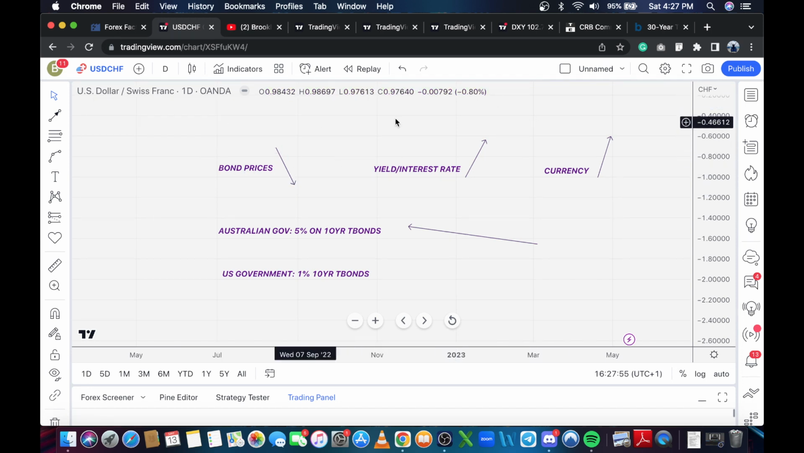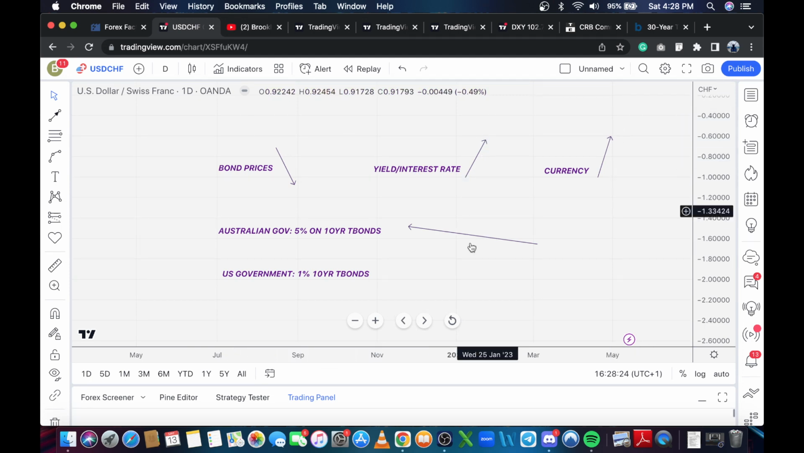Okay, so this is the correction. I made a mistake in the initial example. I actually got them mixed up, and this is the correction. Okay, if bond prices are declining, yield or interest rate would be rallying. If yield or interest rate is going to be rallying, investors will flock to the higher interest rate, which will lead to increased demand for that currency, and then you have higher currency prices. Okay, so lower bond prices means higher interest rate and higher currencies.